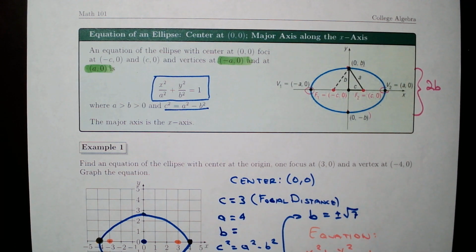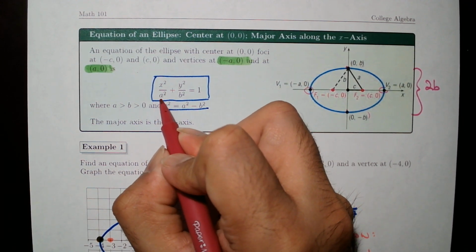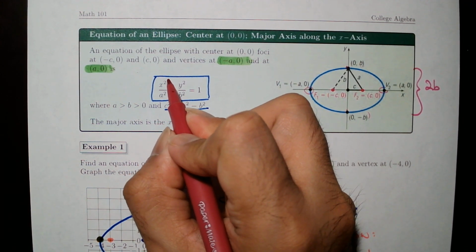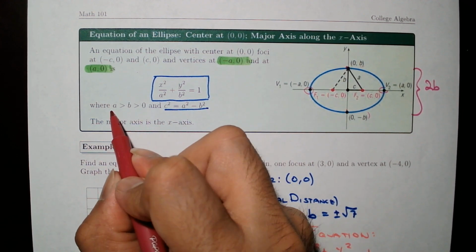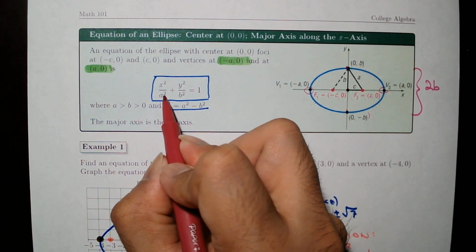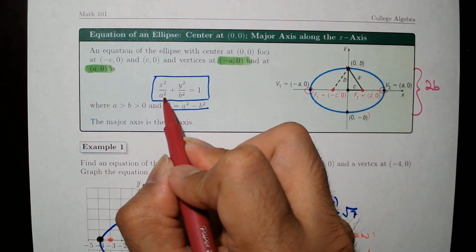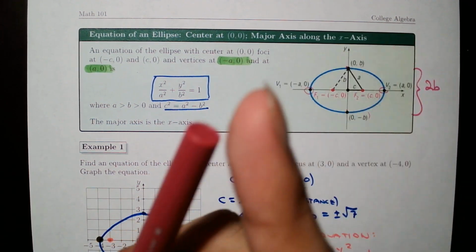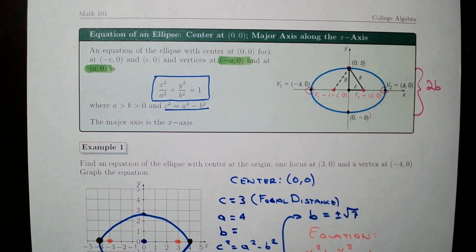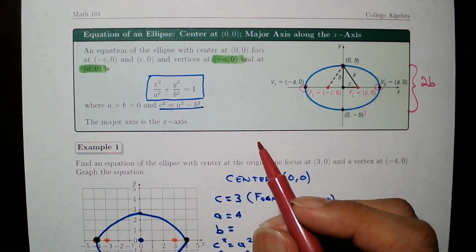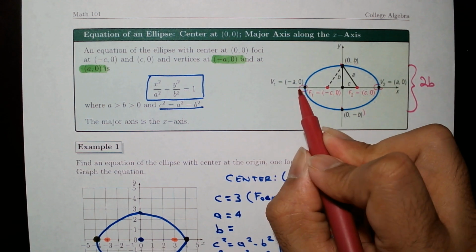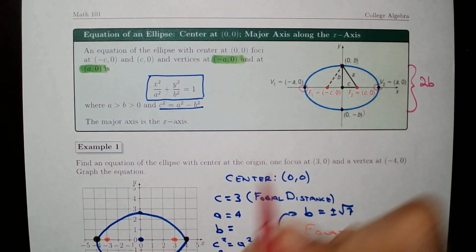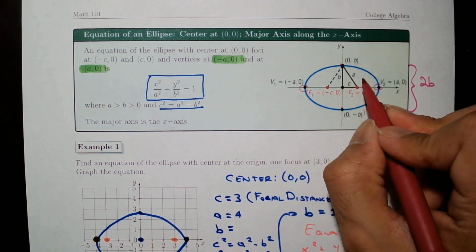So the largest of the denominators, which is a, is the denominator of the variable x. Because notice here in this inequality, a is bigger than b. In this case, that's what we are assuming, that a is greater than b. And just like we did in the previous section with parabolas, on top of the vertices, we're going to find the foci. Now, how do we find the foci?